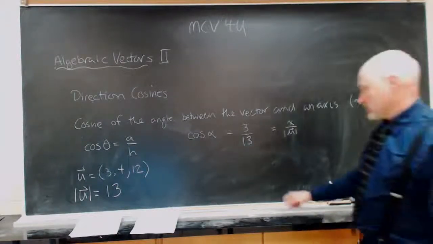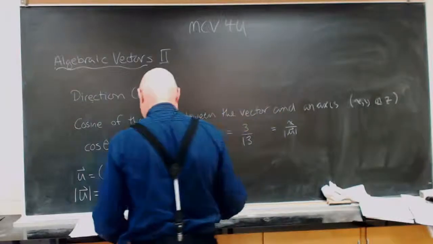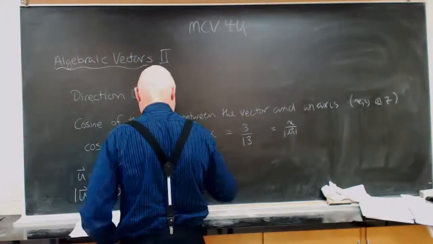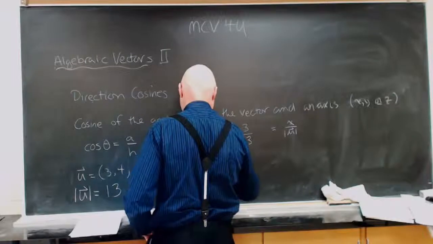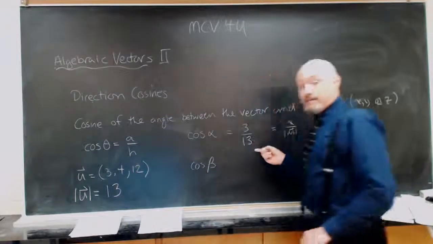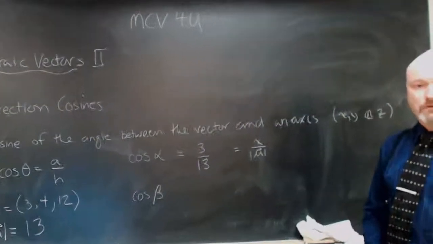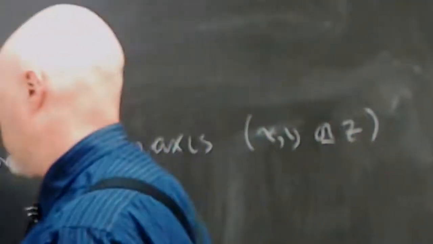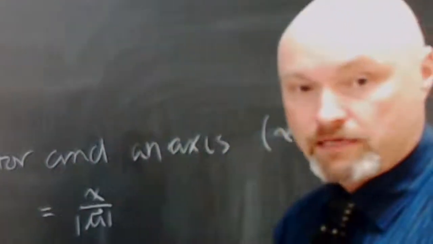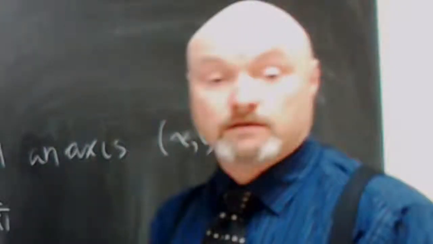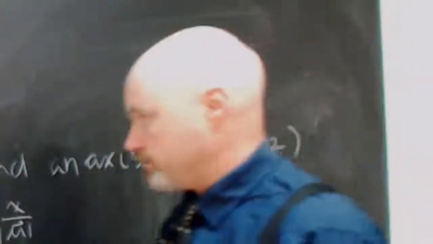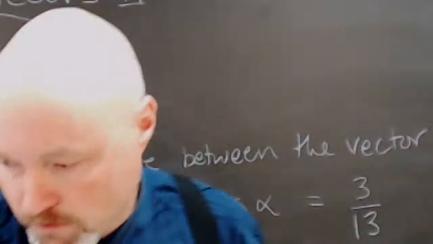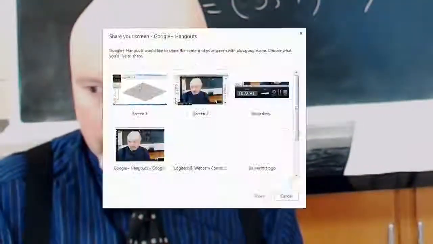Cosine alpha is 3, which is the x-coordinate, over 13, which is the length of the vector u. Okay. So, what comes after alpha? The inverse of those. Yes, actually, we'll work out these angles and we'll compare them to what they actually look like in GeoGebra when we measure them. So we'll calculate what the angles are. Okay, I'm going to share my screen again. You ready?